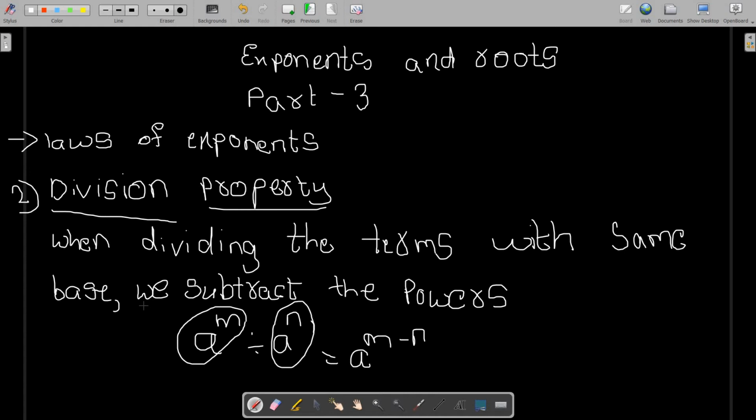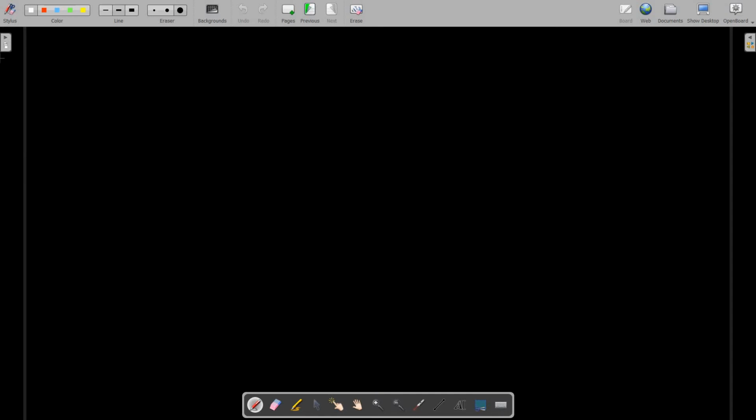Here the base is the same but the powers are different. For example, if n is the greatest number, then what happens to m? Is it negative or positive? We will see now. So we know the statement: a power m divided by a power n equals a power m minus n. We will prove this, and we will also write some restrictions and rules. Proof. I'm going to write the proof.